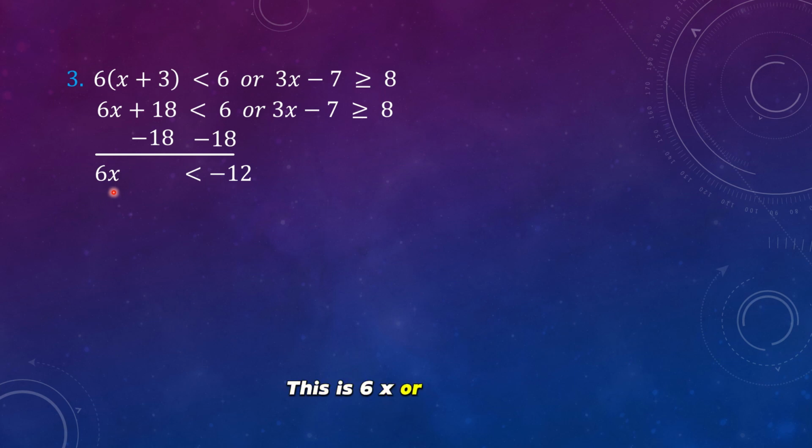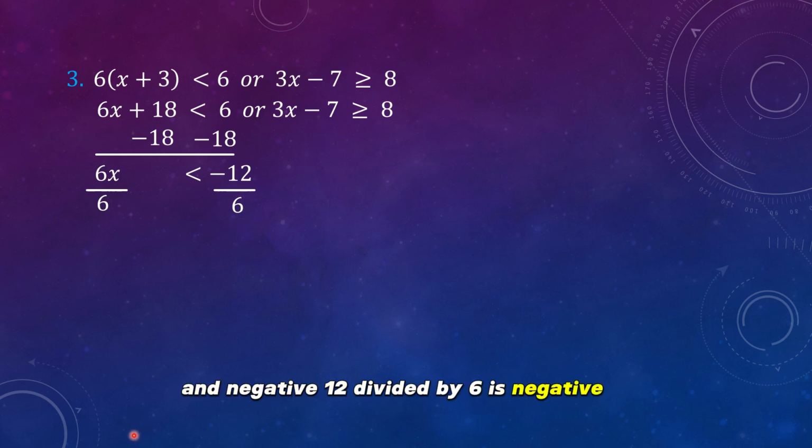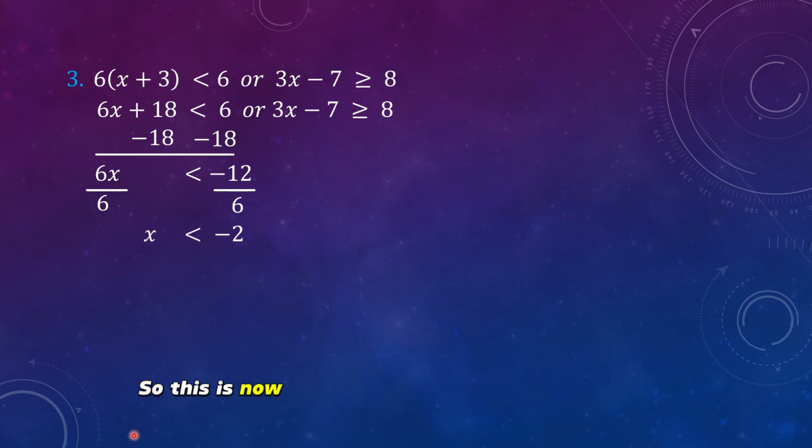This is 6x or 6 times x. The inverse operation of multiplication is division. So we are going to divide both sides of the inequality by 6. Divided by 6. Divided by 6. 6x divided by 6 is x. And negative 12 divided by 6 is negative 2. So this is now equal to x is less than negative 2.